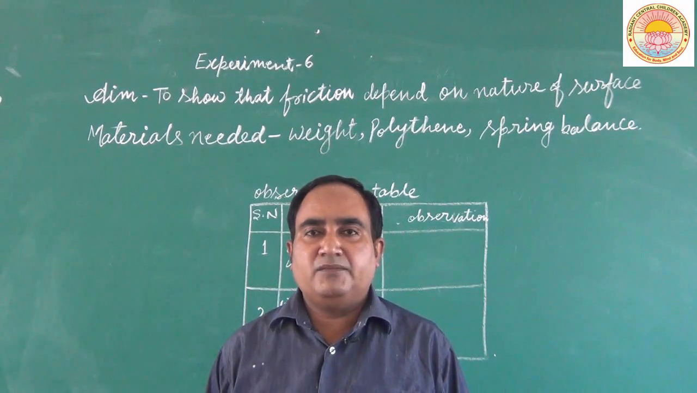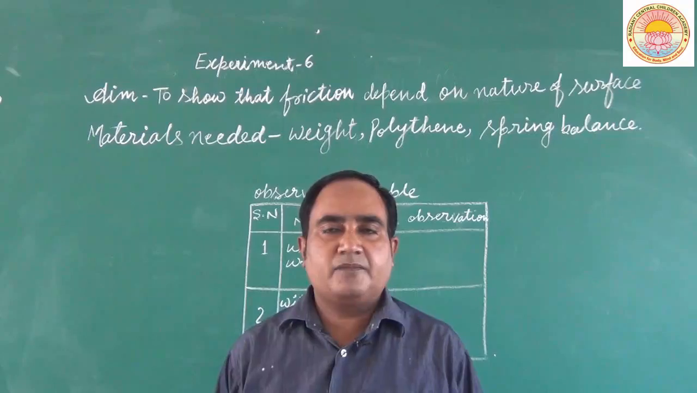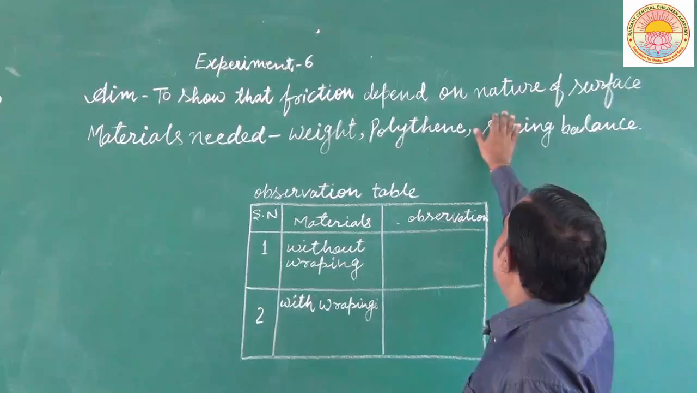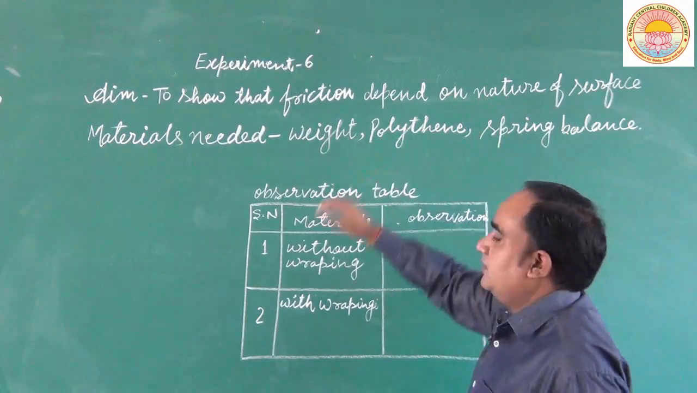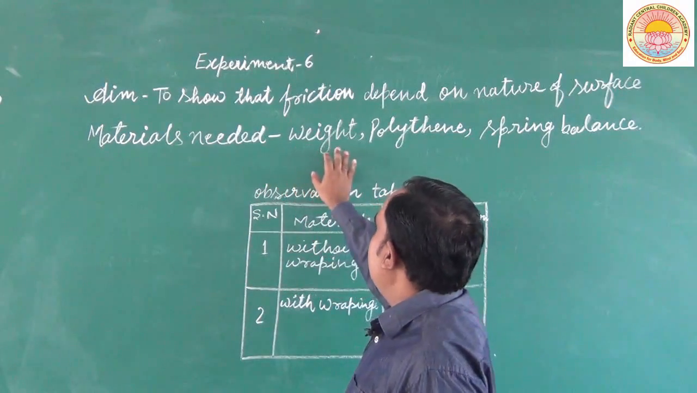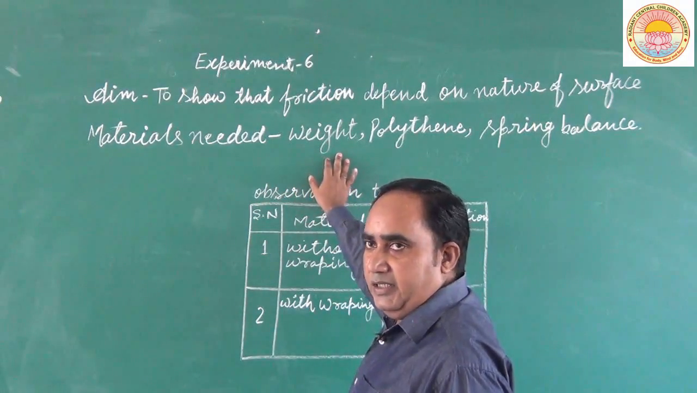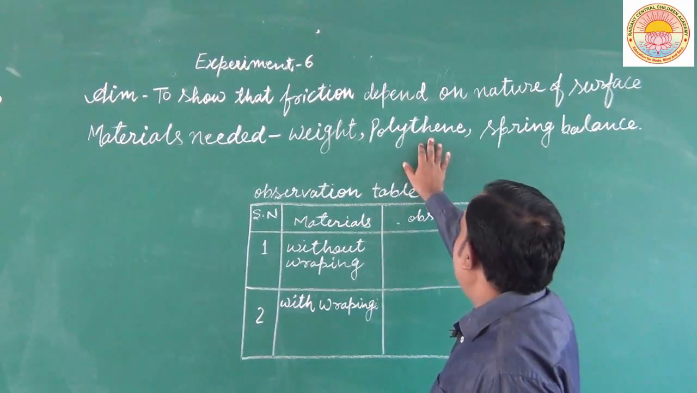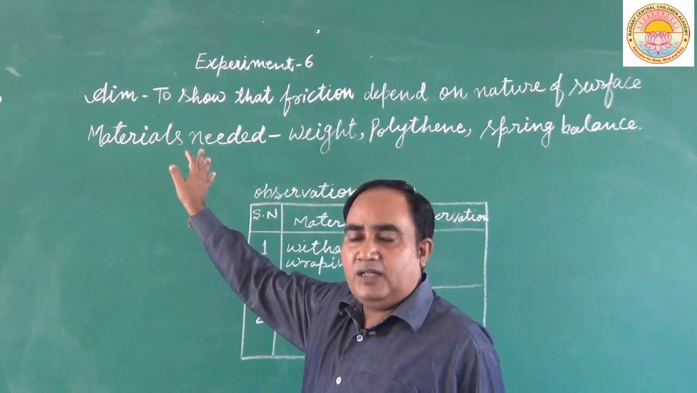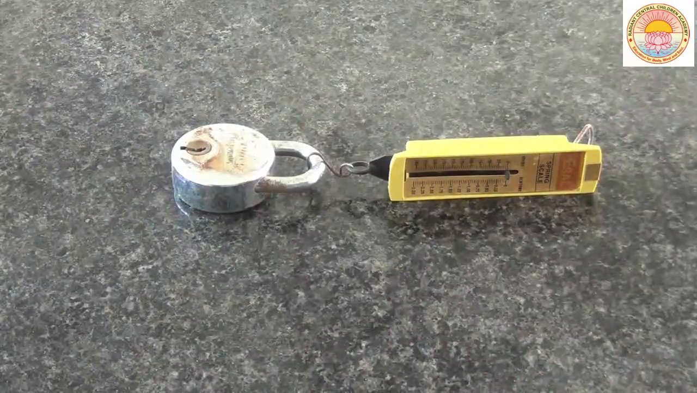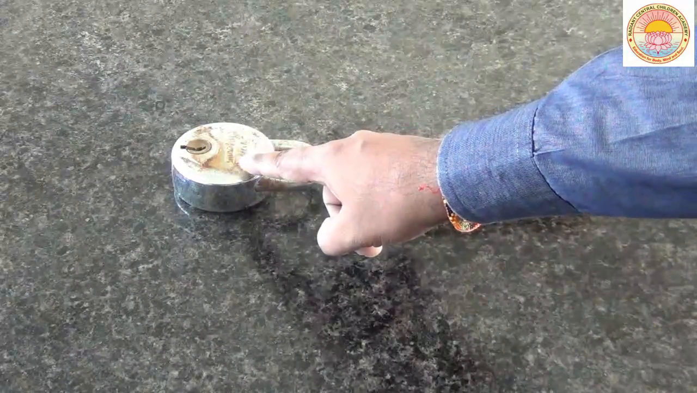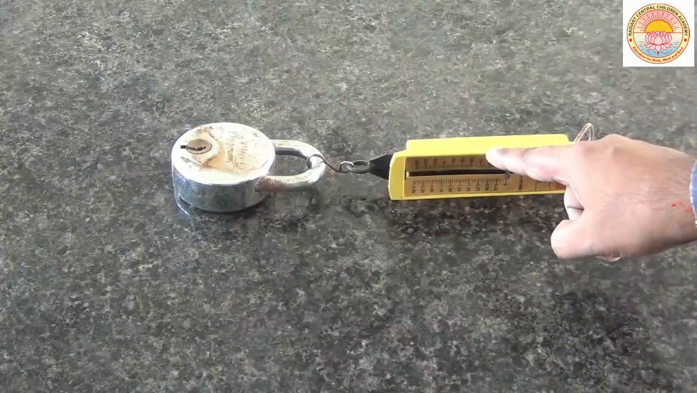So today we are going to perform an activity, and the aim of the activity is to show that friction depends on the nature of the surface. For this activity the materials needed are a weight, meaning an object that has some weight, polythene, and a spring balance. We have taken a lock that has some weight, and a spring balance.